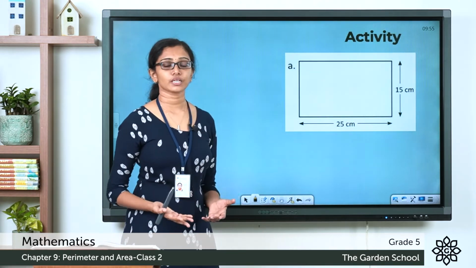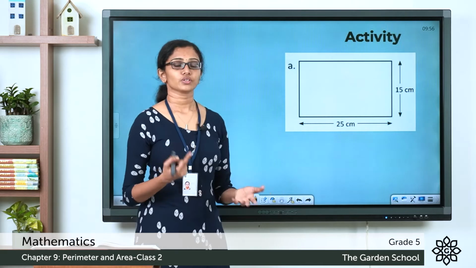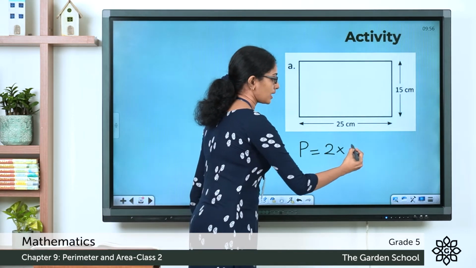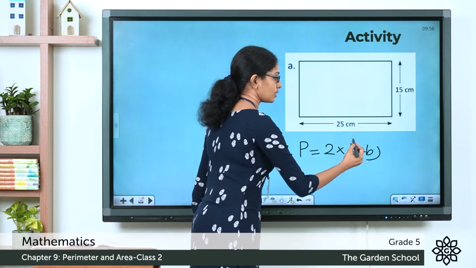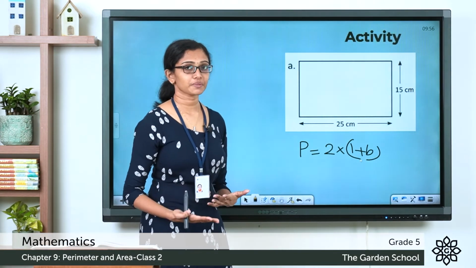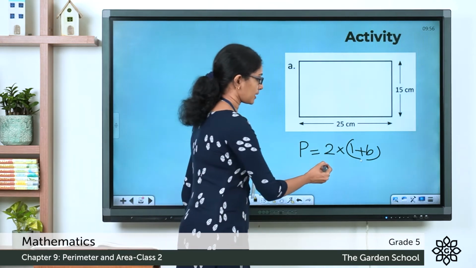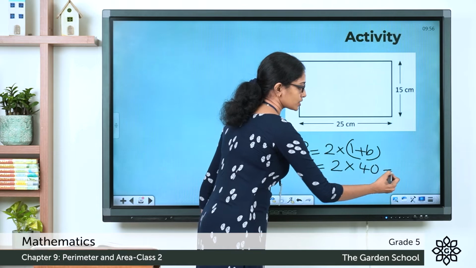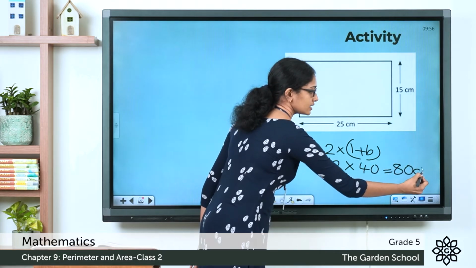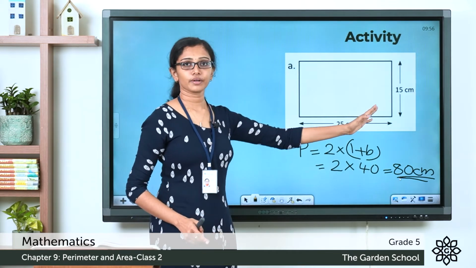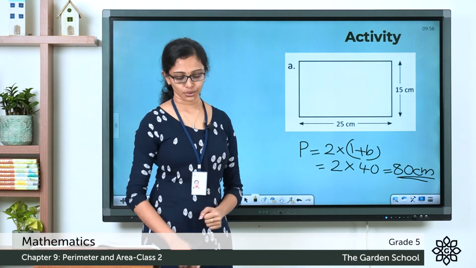25 plus 15 is equal to 40 and so the perimeter P is equal to 2 into L plus B. And what is L plus B here? 25 plus 15. What is 25 plus 15? It is 40. So, the perimeter is equal to 2 times 40, which is equal to 80 centimeter. It's very simple. Just add up the length and breadth, multiply the answer by 2.